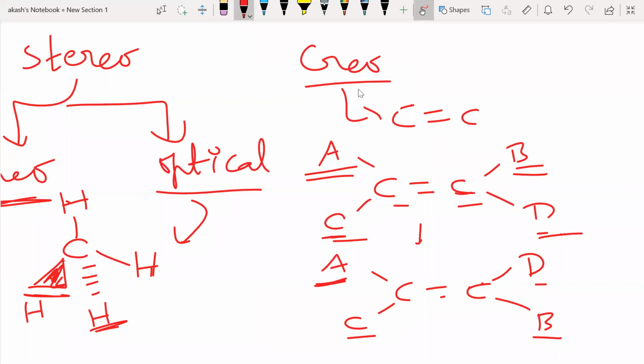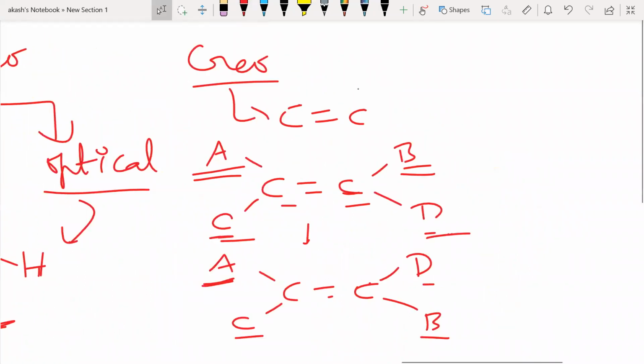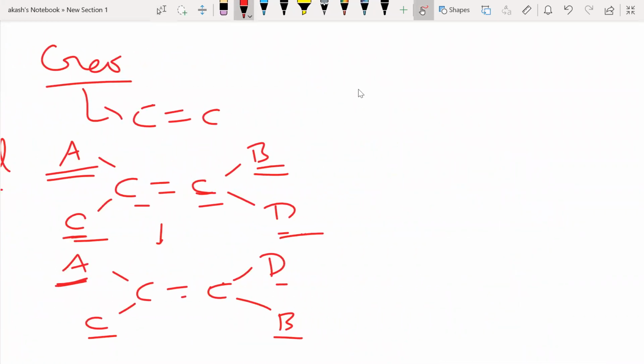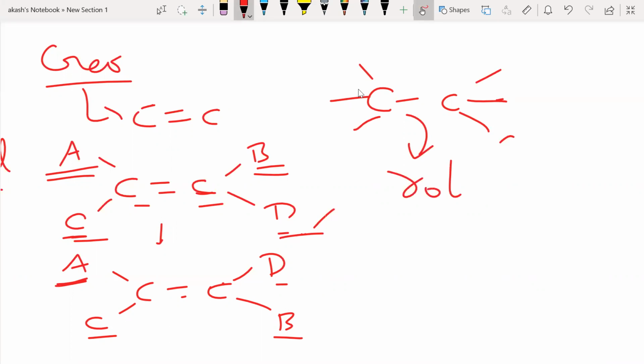Now you can ask me, sir, why are you not doing it with a single bond? If I have a C single bond C, again you can see there'll be 3 more bonds, right? So obviously you can ask me, sir, again I can have the same thing as you said. Yes, it is possible, I am not denying. But what is the difference between a C double bond C and a C single bond C? A single bond can undergo rotation.